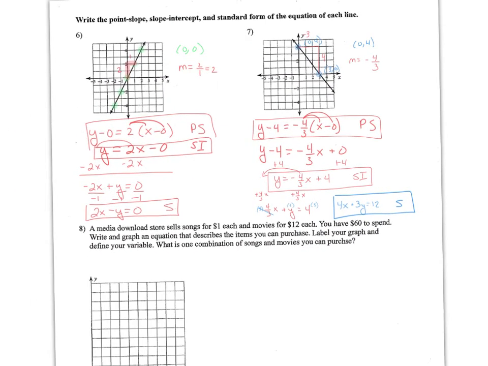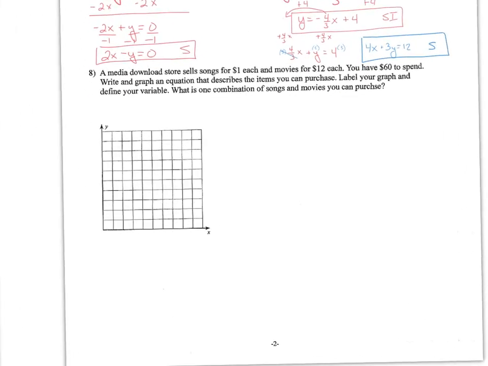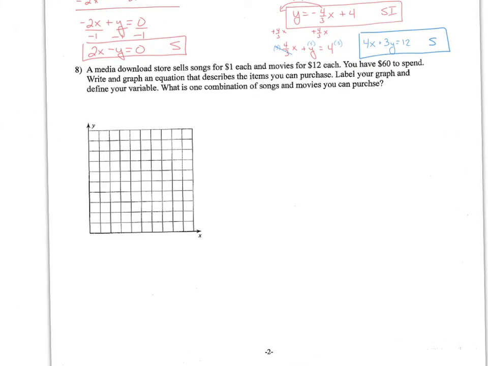Okay. All right, last problem we're going to look at today. A media download store sells songs for $1 each and movies for $12 each. You have $60 to spend. Write and graph an equation that describes the items you can purchase. Label your graph and define your variables. What is one combination of songs and movies you can purchase?